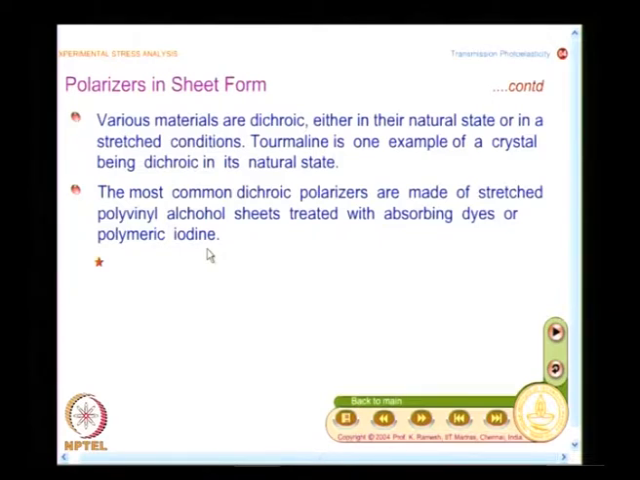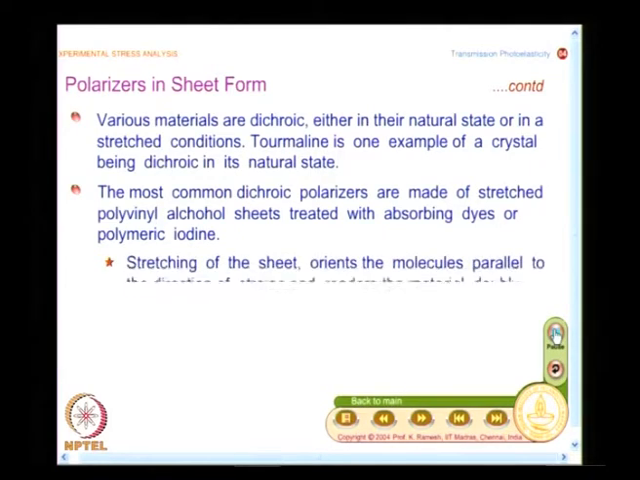So, various materials are dichroic either in their natural state or in a stretched condition. Tourmaline is one example of a crystal being dichroic in its natural state. And when I come to the common Polaroid sheets, they are made of stretched polyvinyl alcohol sheets treated with absorbing dyes or polymeric iodine. And let us look at what each of these steps really influences.